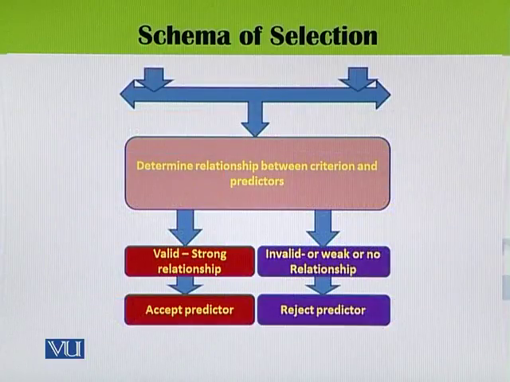And the criteria for job success and the predictors of job success would determine the relationship between criterion and predictors. So there is a strong relationship between the criterion and predictors, and it would lead to two major outcomes. One is valid, if there is a strong relationship, and the other is invalid, if there is no relationship or a very weak relationship. If the relationship is stronger, then obviously we would accept the predictors, and if it is invalid, we would reject the predictors. So we have to accept and reject predictors based on the whole schema of the strategic selection process.